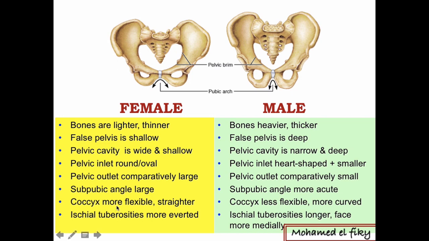The coccyx is flexible and straight. This is the coccyx, flexible and straight, but the coccyx in the male is less flexible and curved forward. The ischial tuberosity is more everted in the female pelvis. This is the ischial tuberosity everted out, but the ischial tuberosity in the male is inverted.